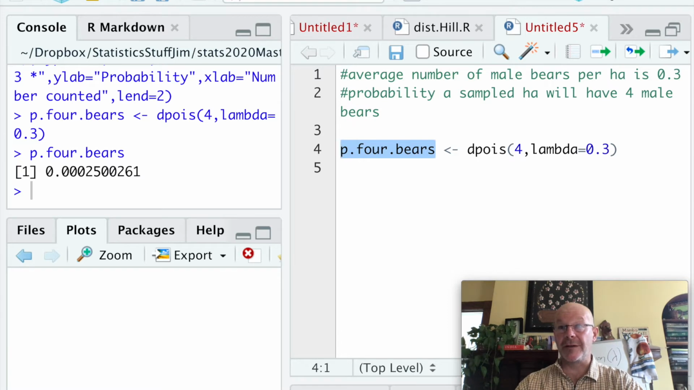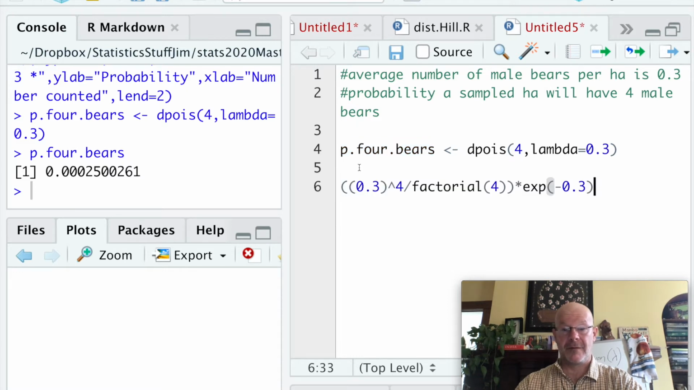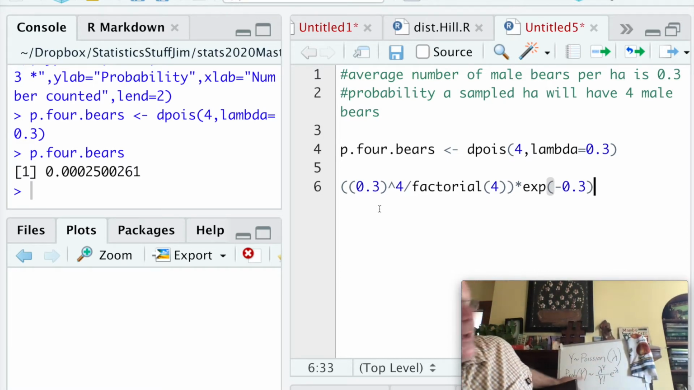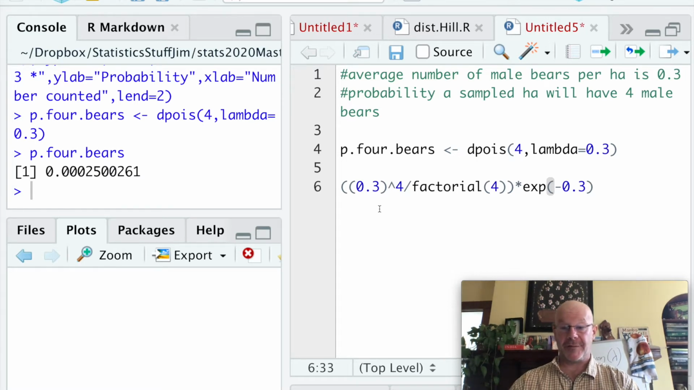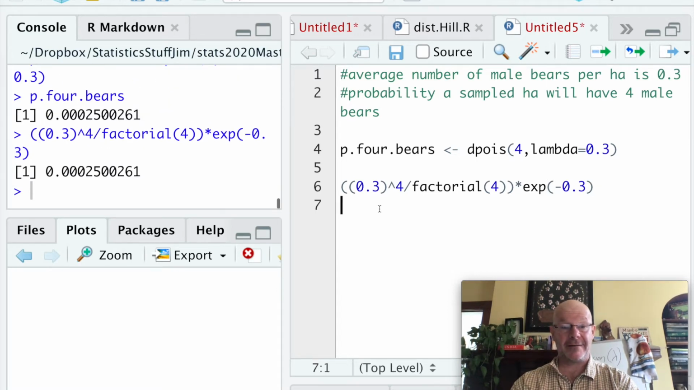We could similarly have calculated that by doing the probability mass function for the Poisson distribution. So if I go ahead and I pop that in, I get the exact same answer. And so all the dpois function is doing is it's calling up the probability mass function for a Poisson.